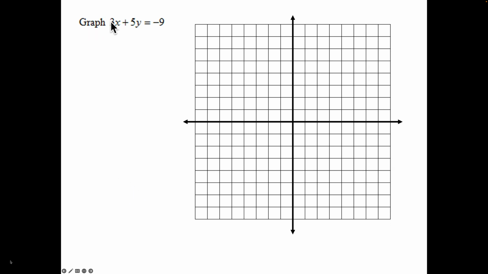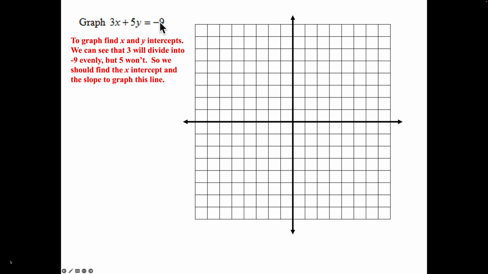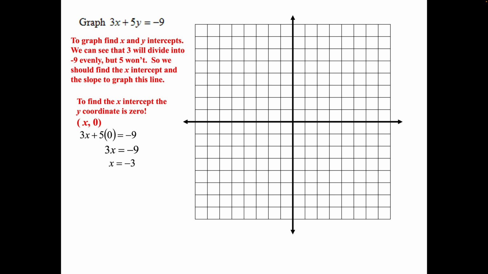All right, let's graph 3x plus 5y equals negative 9. So what I see right away is that 3 can go into negative 9 right away. 5 doesn't, but that's okay. I don't need it. So I'm going to go find the x-intercept. I cover up the y. 3x equals negative 9. X is going to equal negative 3. Graph a point at negative 3.